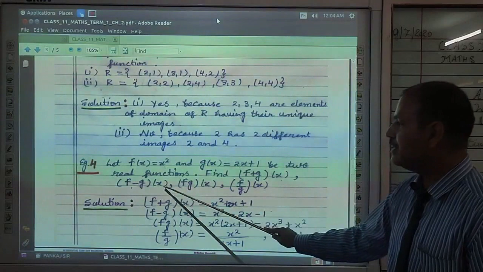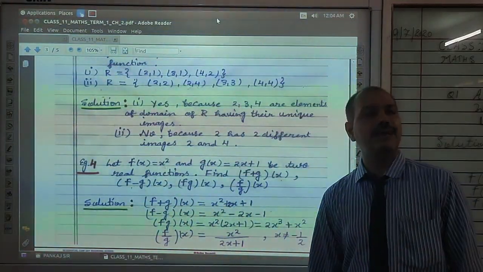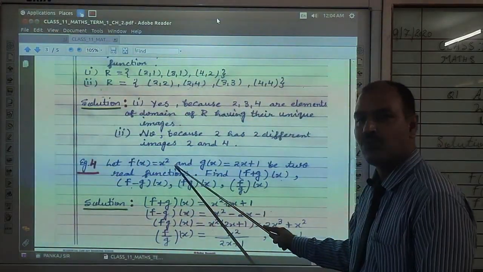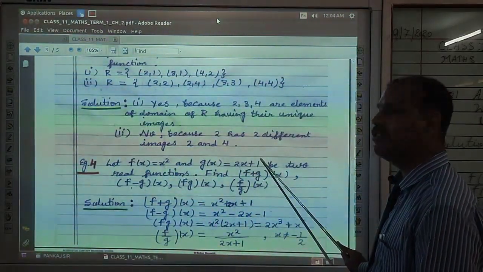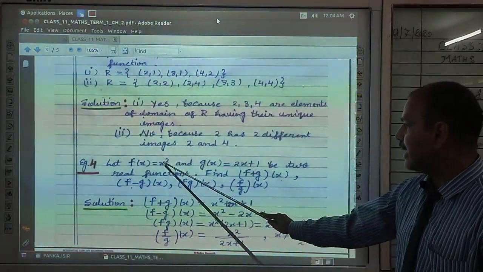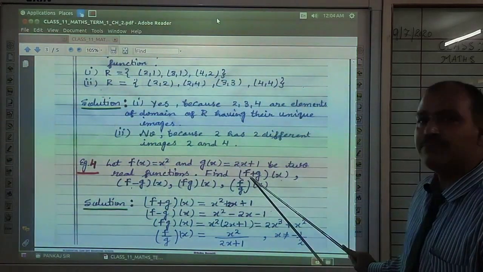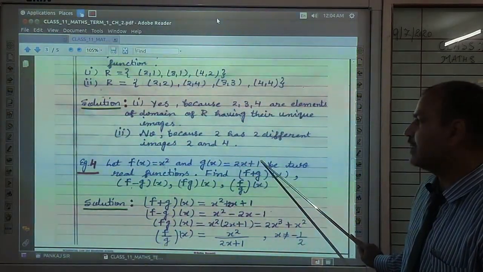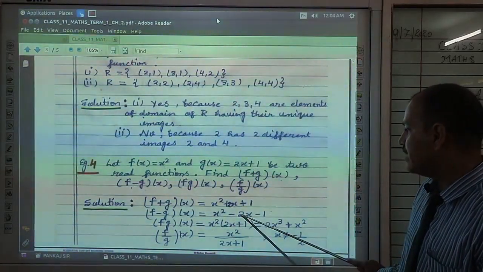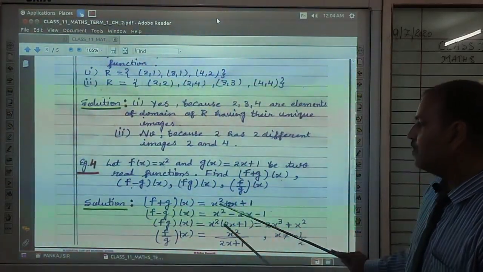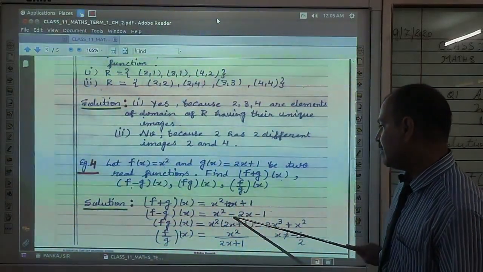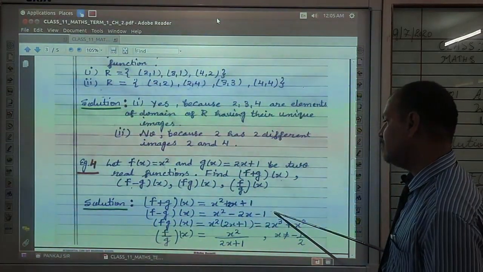Now (f minus g)(x). f minus g means f(x) minus g(x). The value of f(x) is x square and the g(x) value is 2x plus 1. So x square minus, in brackets, 2x plus 1. Then the sign will be changed, so minus 2x minus 1. Therefore (f minus g)(x) is equal to x square minus 2x minus 1.